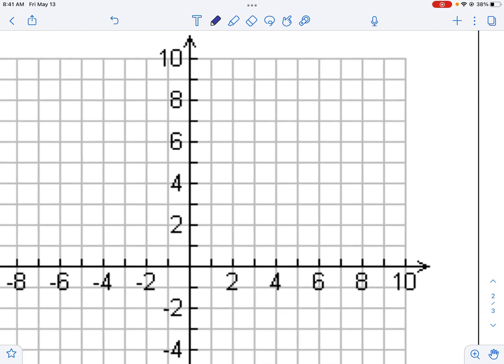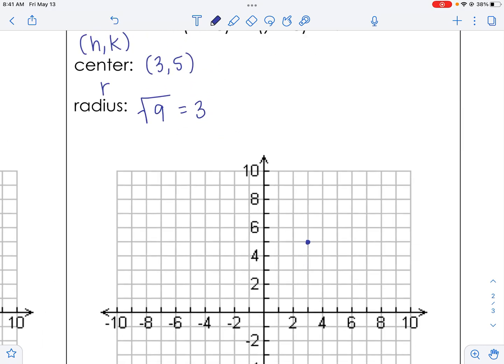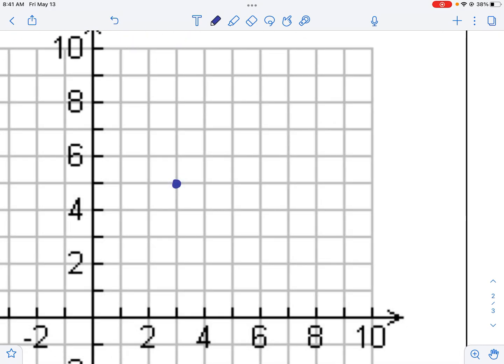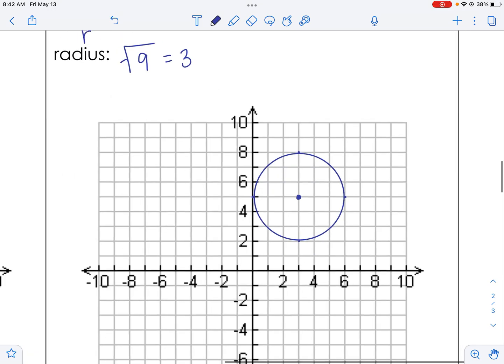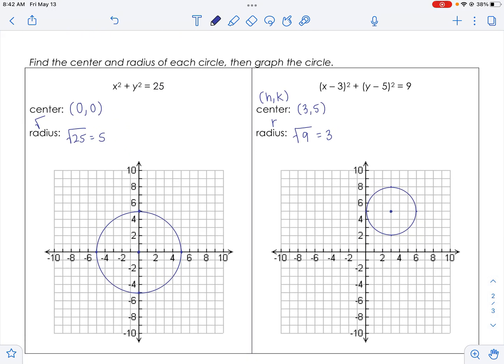So my center is at 3, 5. So I'm going to go over 3, up 5. There's my center right there. And if the radius is 3, that means I'm going to go up from my center. So I'm going to go up 3. That's one radius. Right 3. Down 3. Left 3. And then that's enough to make our circle. That's it. So once you have the center, just remember to go up, down, right, left, and then we get our circle. Remember that you can always graph these in Desmos if you're having trouble, but you should still be able to find the center and the radius on your own.